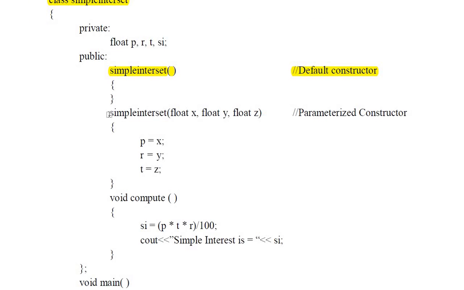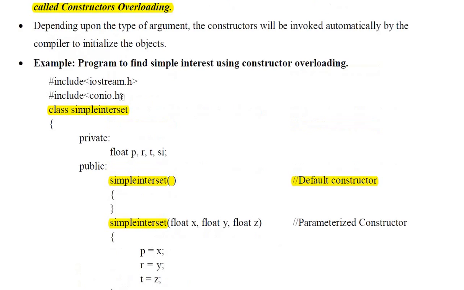Again we are creating here another function, simple interest. So we have created a new function having the same name, simple interest. So we have created two functions having the same name, simple interest, and the class name is also simple interest, then only they will become overloaded constructors.